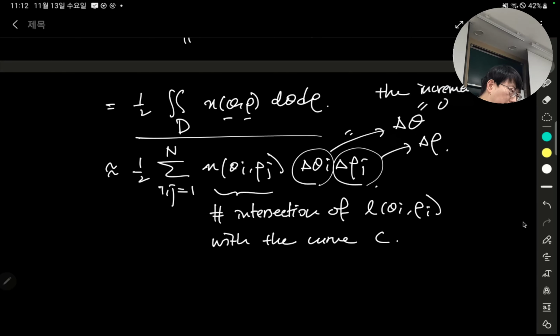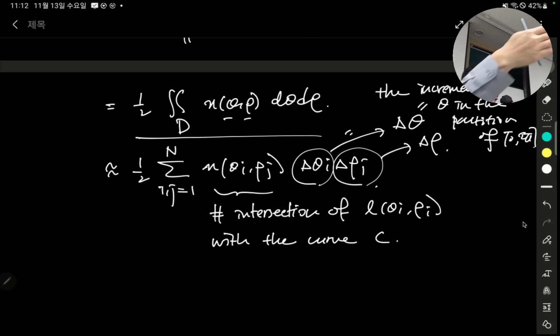Increment of theta in the partition of the interval from 0 to 2 pi. So you need to take the partition between 0 to 2 pi. If you take n subintervals, you take 2 pi over n as the length of each subinterval. So this delta theta is 2 pi over n. And the delta rho is the same. So you have a certain range of your rho, you take equidistant steps, and that's your delta rho.